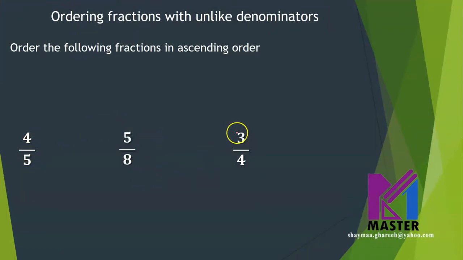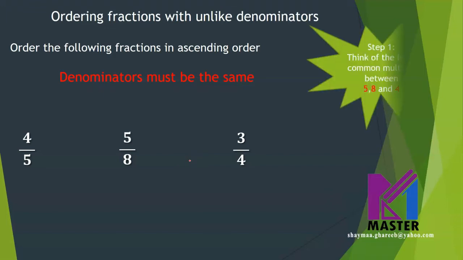4/5, 5/8, and 3/4. I have three different denominators, 5, 8, and 4. And we said denominators must be the same. So I have to think of the common multiple between the 5 and the 8 and the 4, the least common multiple. How? I look at the biggest denominator, which is 8. This is the biggest denominator. Then I will start to recall the multiples of 8. The first multiple of 8 is number 8. Is 8 a multiple of 5? No. Then after 8, 16.